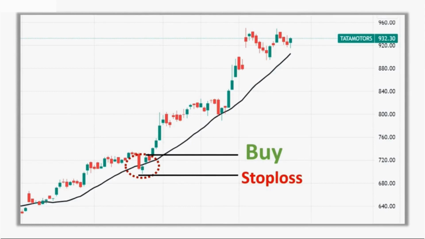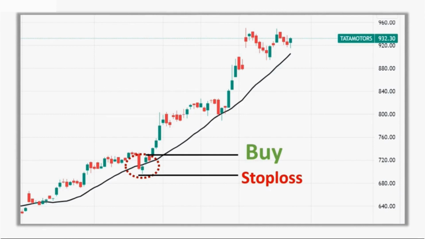And after that, it is really simple. You just have to trail your stop loss and keep securing your profit. Or what you can do is use this 20 moving average as a dynamic stop loss. That is, when the price breaks this 20 SMA, you will exit the trade.